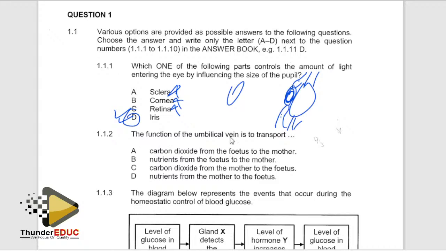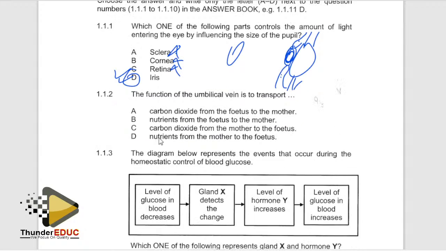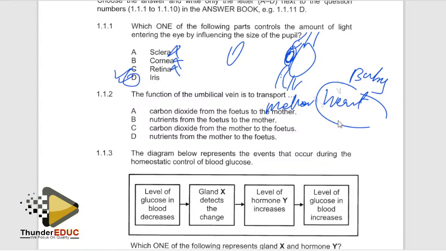They say, the function of the umbilical vein. Remember, we said that this is the heart, this is the baby, and then this is the mother. The blood vessel which takes blood to the heart, we call it a vein. And the blood vessel which takes blood away from the heart, we call it an artery. So automatically, if it's coming from the mother to the baby, then it becomes a vein. But because it is umbilical, it becomes the umbilical vein.